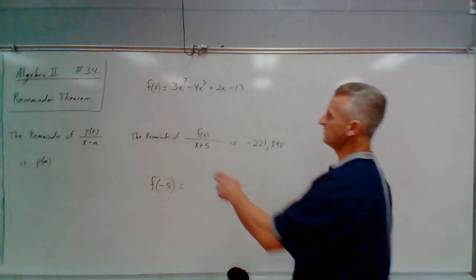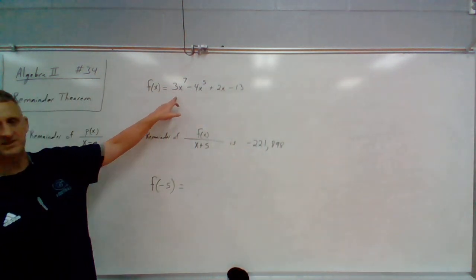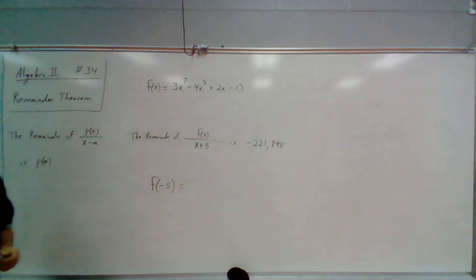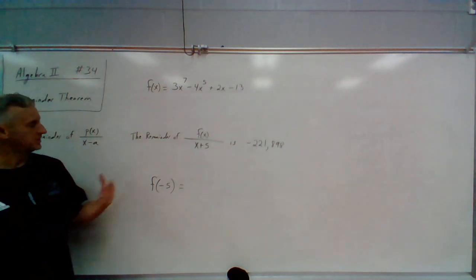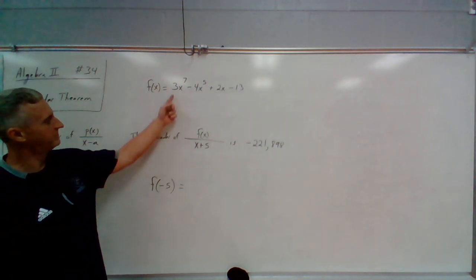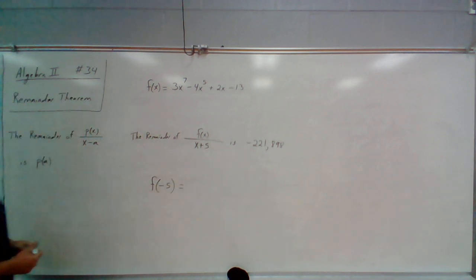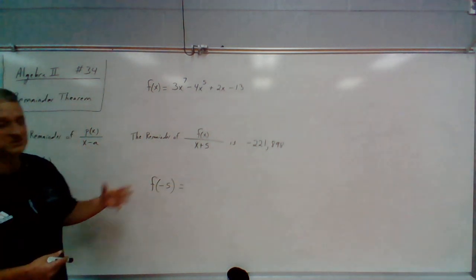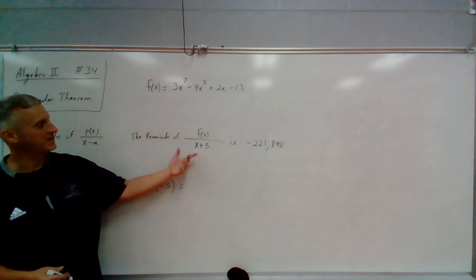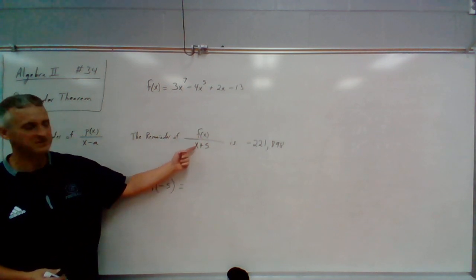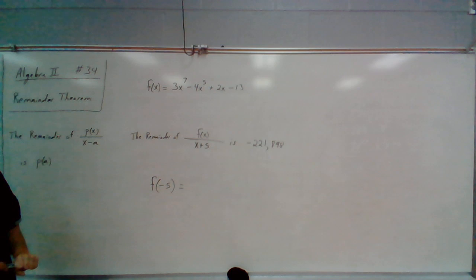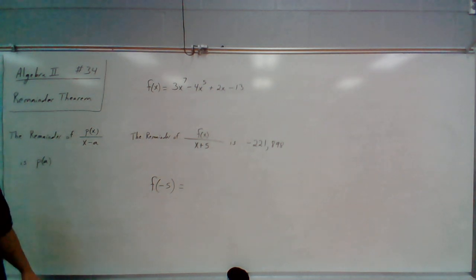All right, let's say we have this function, f of x is equal to that big polynomial. Suppose that you know that the remainder of this polynomial divided by x plus 5 is that big number. Okay, so somebody told you what the remainder was. You were able to figure that out somewhere. So you know the remainder of this division problem. What's f of negative 5?